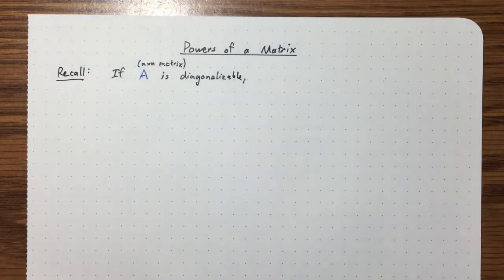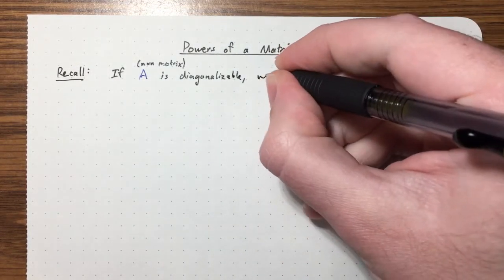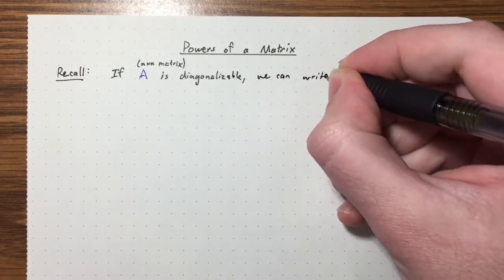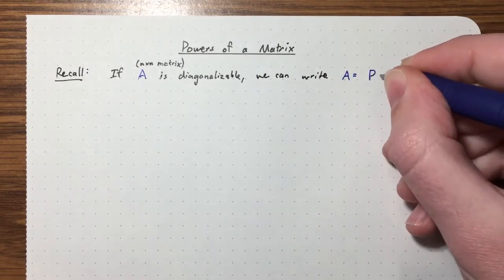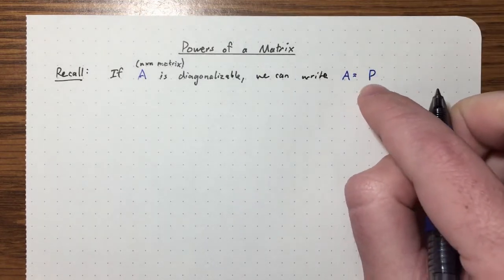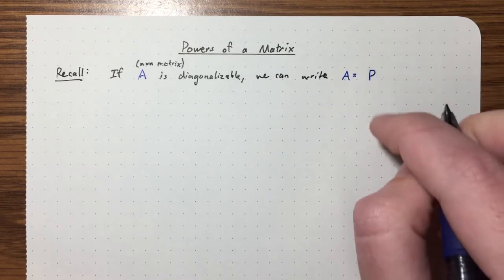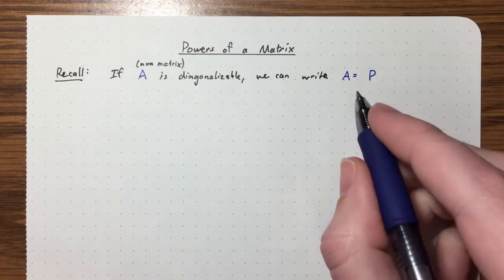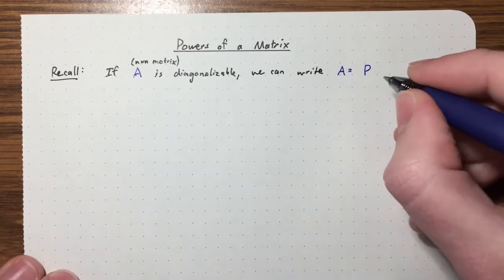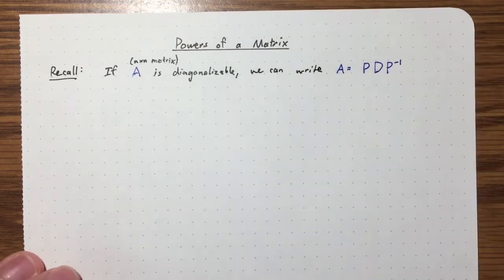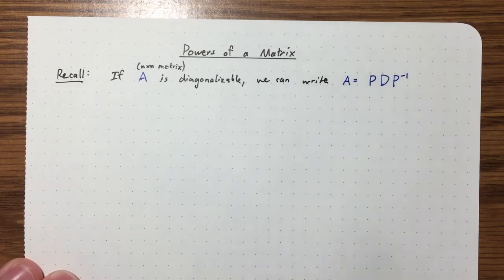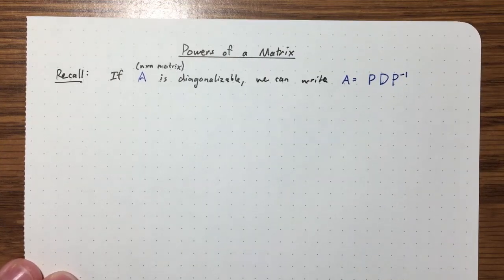what does that mean? Well, it essentially means we can write A in this special form, where we have some matrix P, which we learned last time is the matrix whose columns are the eigenvectors of A, a basis of eigenvectors of A. Then we have a diagonal matrix D, and then the inverse of P. And recall, a matrix is diagonalizable when the algebraic multiplicities of all of the eigenvalues equal the geometric multiplicities.